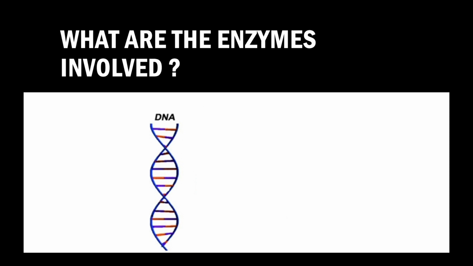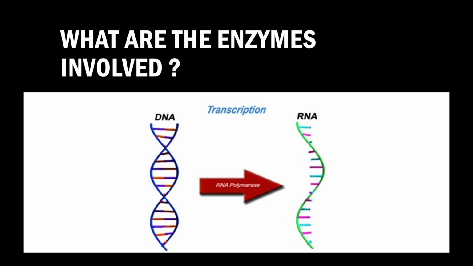Let's have a look at the enzymes involved in transcription. Since during transcription you will be using DNA as the template to synthesize your RNA polymer, therefore, the enzyme involved is called the RNA polymerase. Unlike DNA replication, transcription is a much simpler process. It only requires one enzyme, which is RNA polymerase.